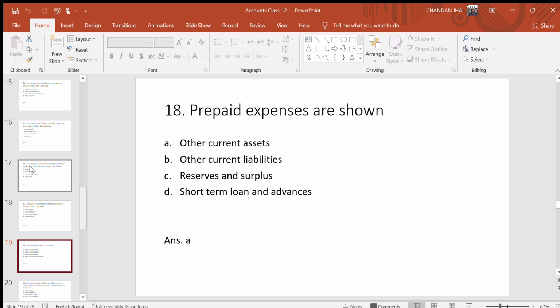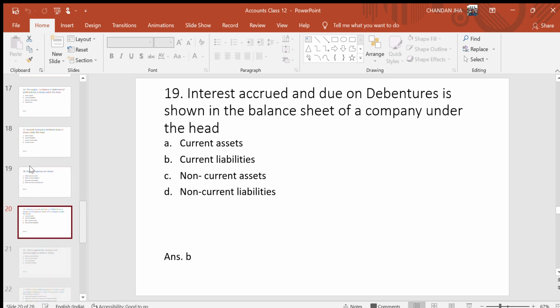Question number 18. Prepaid expenses are shown under other current assets, other current liabilities, reserve and surplus, short-term loan and advances. The correct answer is A, other current assets. Prepaid expenses are shown under other current assets.